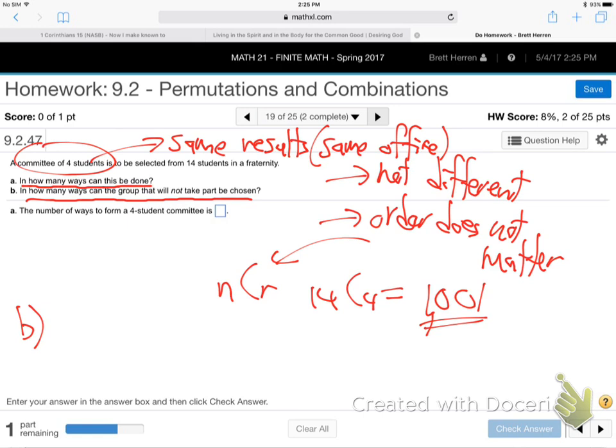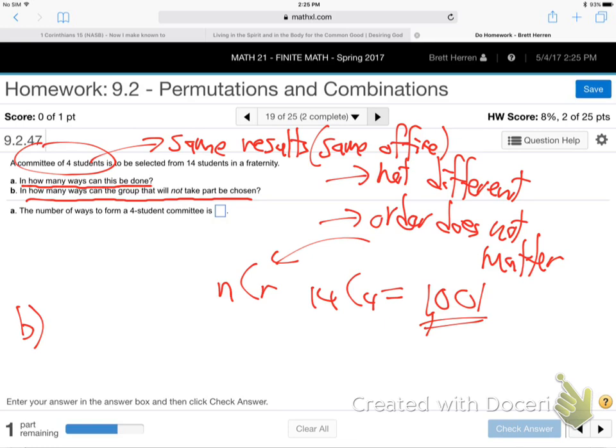Give you a minute. The group, do you understand what they're saying? How many ways can the group... Notice when you get to 14 people lined up, there's about 14 of us in this room. I'm going to pick 4, right? I'm going to pick you 4 right here to be on the committee.